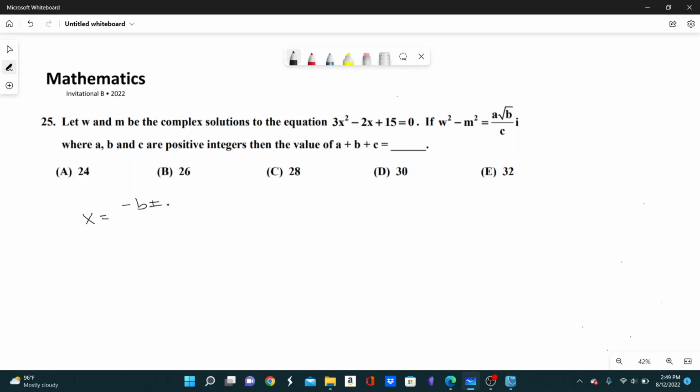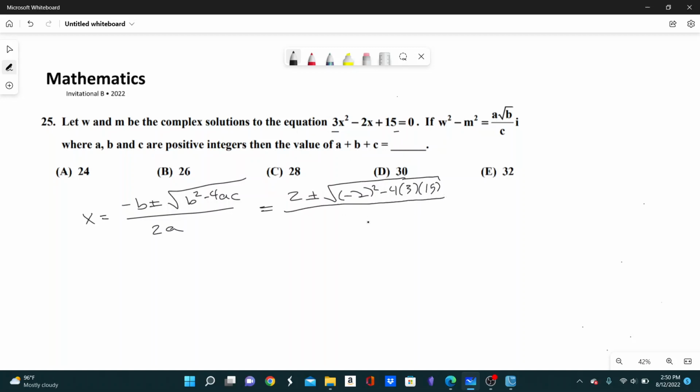And so the quadratic formula is x is negative b plus or minus the square root of b squared minus 4ac, all divided by 2a. So the two solutions are going to be 2 plus or minus the square root of negative 2 squared minus 4 times 3 times 15, all divided by 2a, and 2 times 3, that's 6.